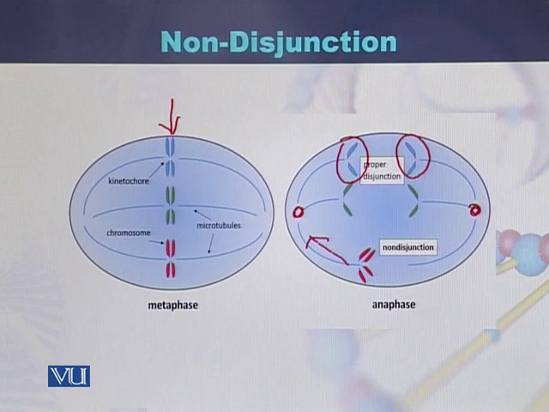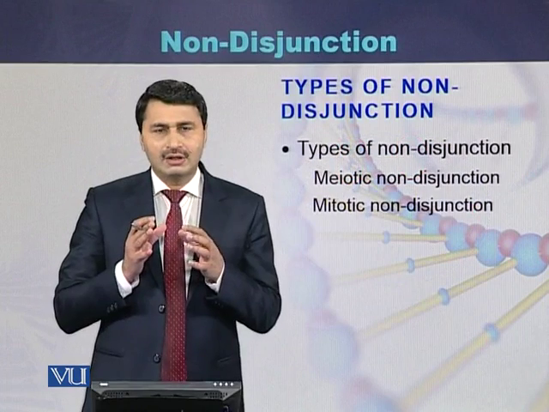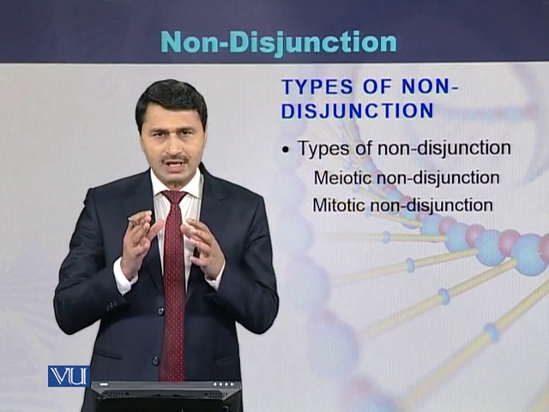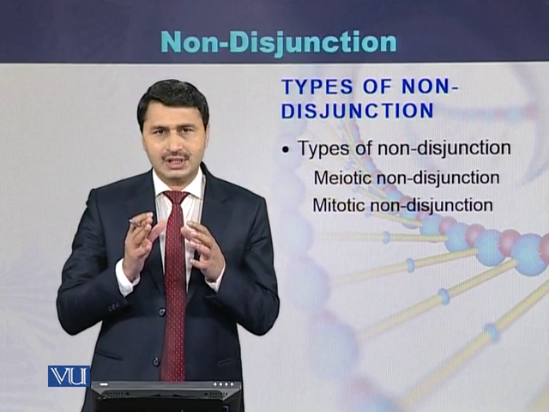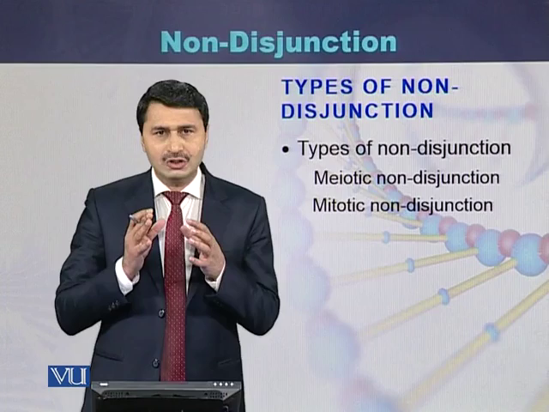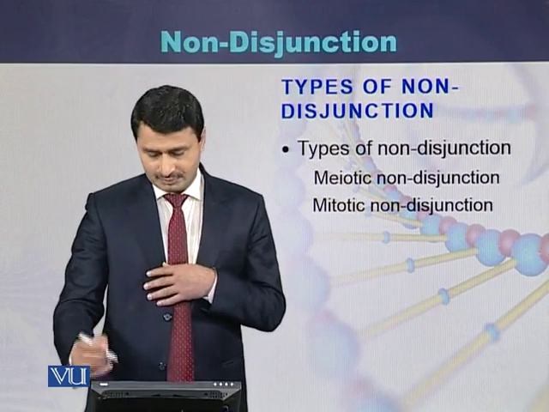So if there is a proper separation between the sister chromatids or between the homologous chromosomes, that is called disjunction, and if there is non-disjunction, then the separation between the homologous chromosomes fails. There are two types of non-disjunction. The first one is mitotic non-disjunction and the second one is meiotic non-disjunction.